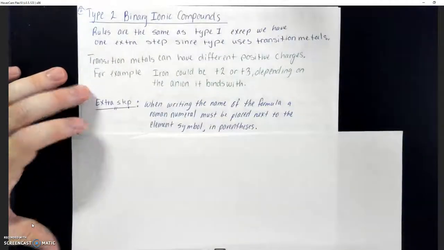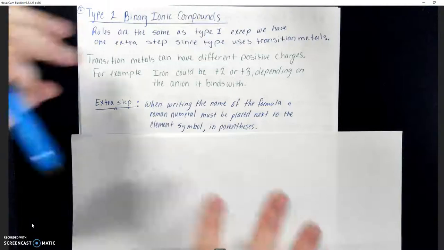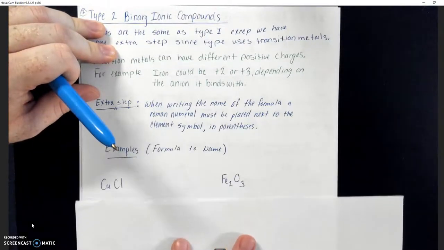Let's look at an example, or the fourth step would be this extra step right here. When writing the name for a type 2 binary compound, you have to include a Roman numeral next to the positive ion, and you need to put that Roman numeral in parentheses because that will dictate what the charge on that positive ion is. Let's look at an example, okay?